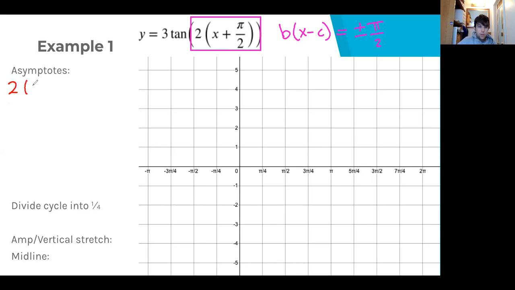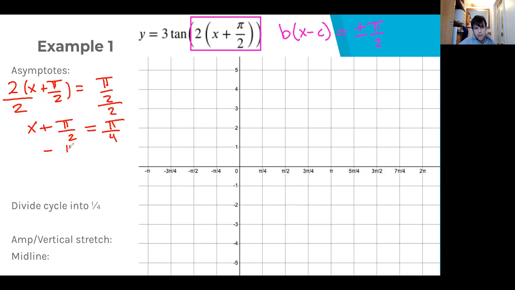We have 2 times x plus pi over 2, and we'll set that equal to pi over 2 first. All right, so we need to get rid of this 2. We could divide both sides by 2. We could multiply both sides by 1/2. We could even, frankly, distribute. It's totally up to us in terms of what we want to do with this. I'm just going to divide both sides by 2 to get rid of it. But you have options here. x plus pi over 2 equals pi over 4. Half of a half is a fourth, so pi over 4.